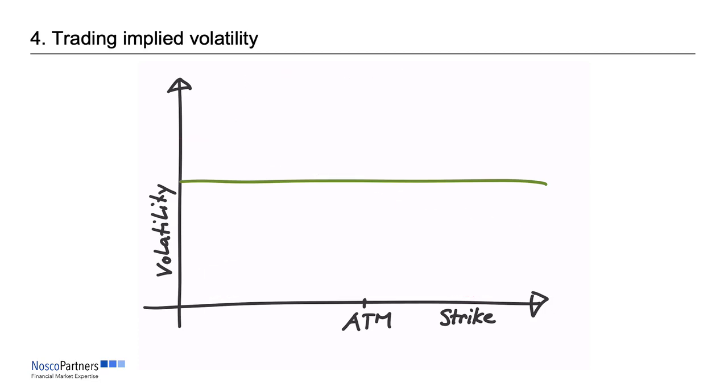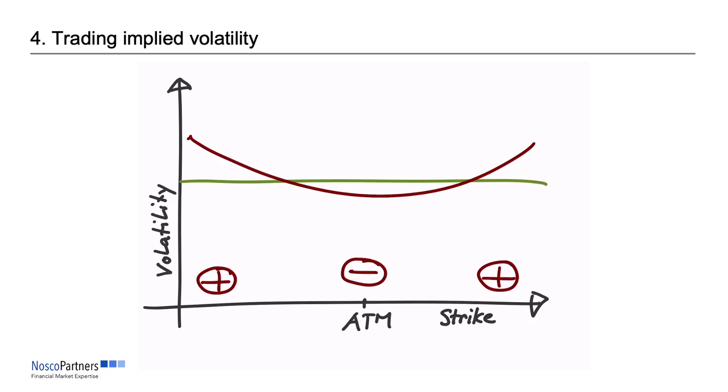If your view is that the kurtosis or smiliness will increase, then you buy the wings and you sell the center. That is, you sell at-the-money options and you buy low strike and high strike options. The typical trade is a butterfly. But note that with a normal butterfly, you pick up some vega. To turn the structure vega neutral, you buy a bit more of the wing options than you sell at-the-money options. Now you have a pure smile exposure.